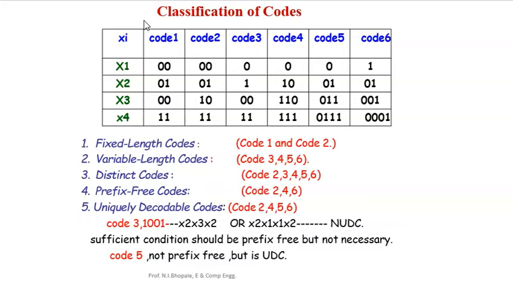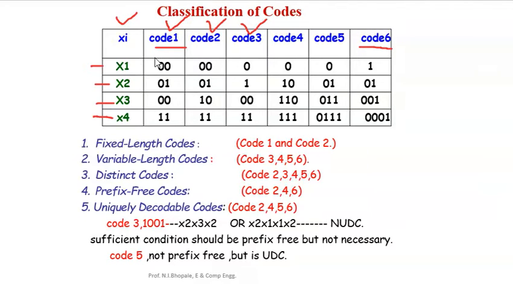Here you can observe that the first column is representing xi, that is nothing but the different messages. Here it is mentioned x1, x2, x3 and x4. These are the four messages. For these four messages, the possible codes are provided in different columns ranging from code 1 to code 6. So these are the various codes given for the messages x1 to x4.